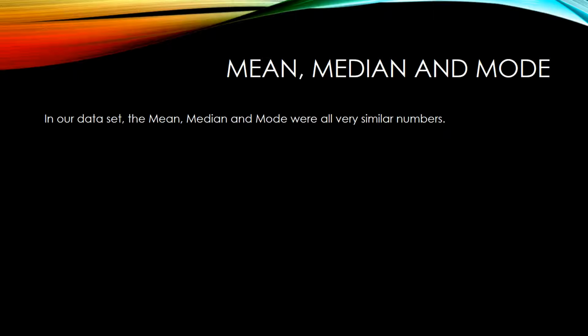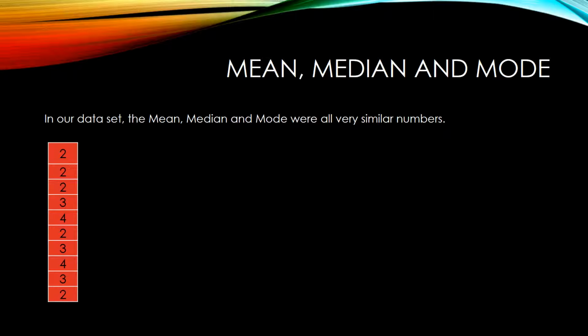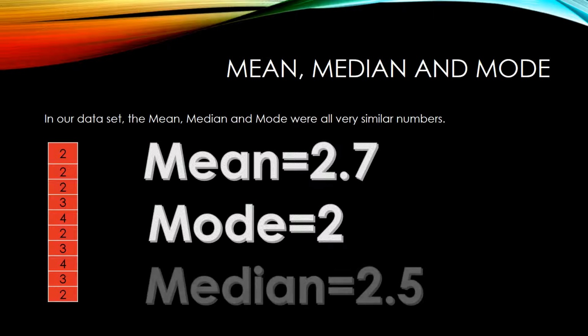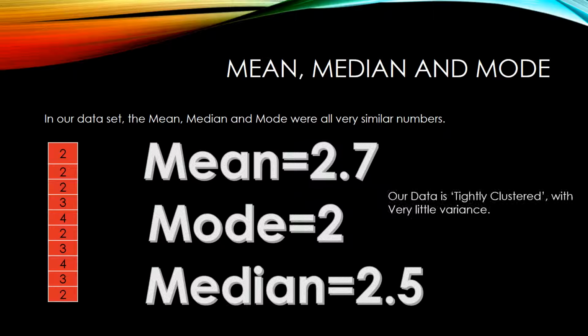So in our data set that we've been looking at, the mean, the median, and the mode were all very similar numbers. This is our data set. Our mean was 2.7, our mode was 2, and our median was 2.5. Our data was very tightly clustered. There was very little variance. Every one of these observations was either a 2, 3, or a 4.